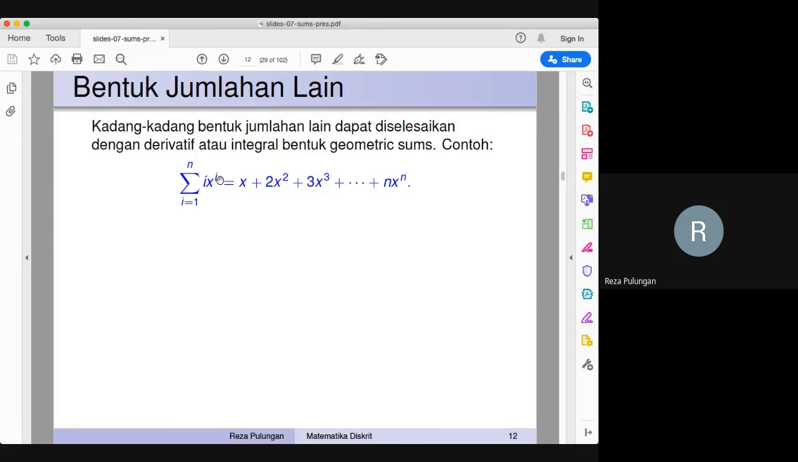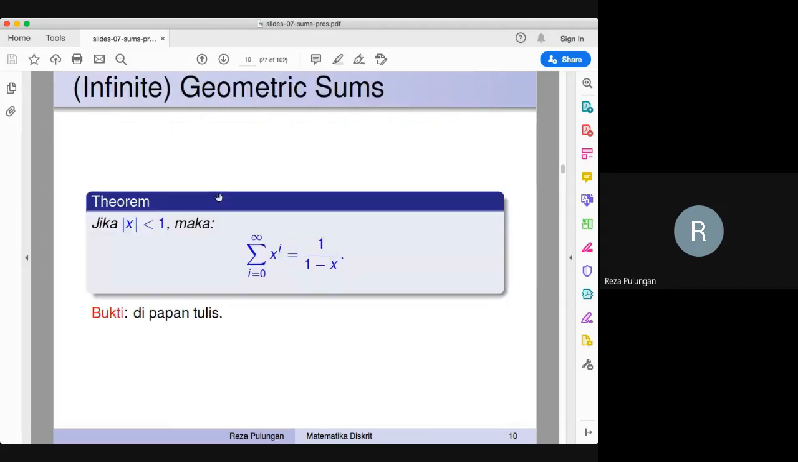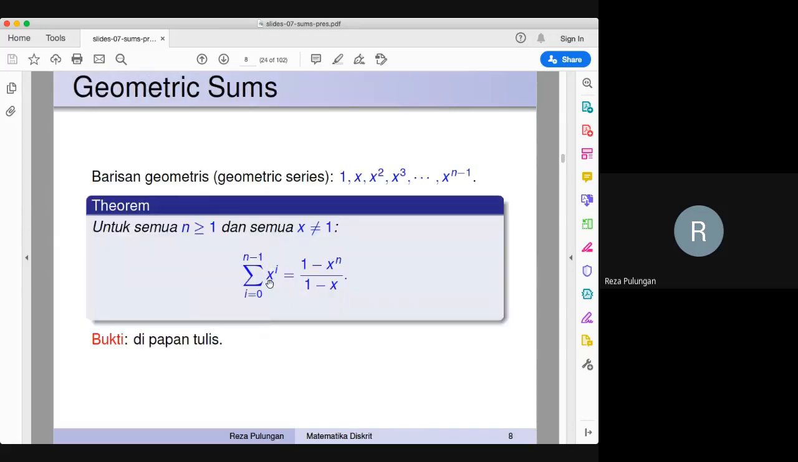Well, we don't have any theorem about this one, but if you see, this is actually quite similar to what we have seen. And right now, you can use any mathematical manipulation that you have already seen. For example, the derivative. If you remember, what is the derivative of x to the power of i?